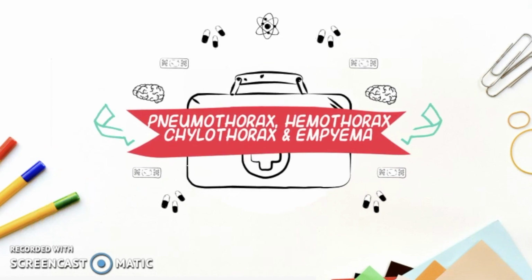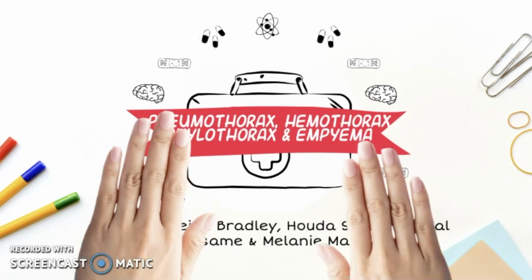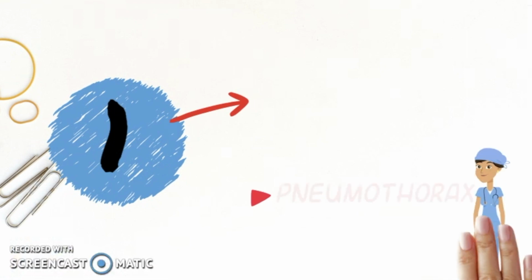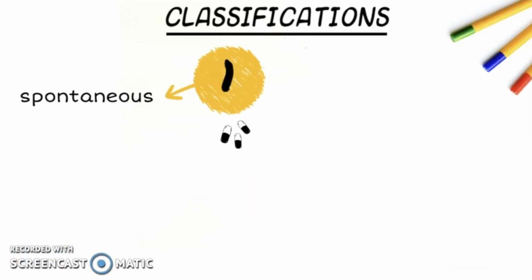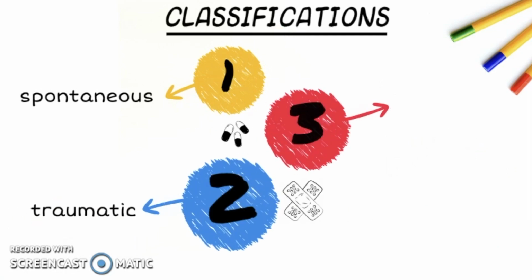Hello, today we will be discussing 4 conditions of the thorax. The first condition is pneumothorax. There are 3 classifications for pneumothorax: spontaneous, traumatic, and tensive.